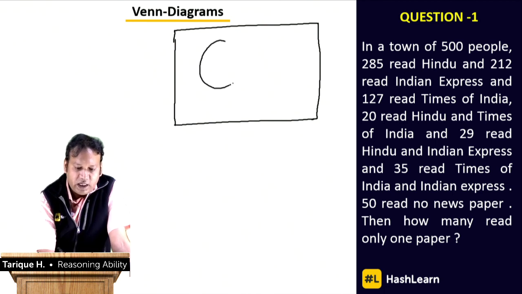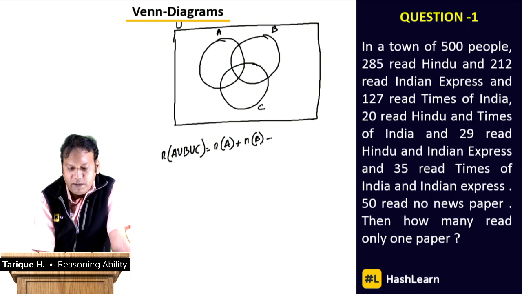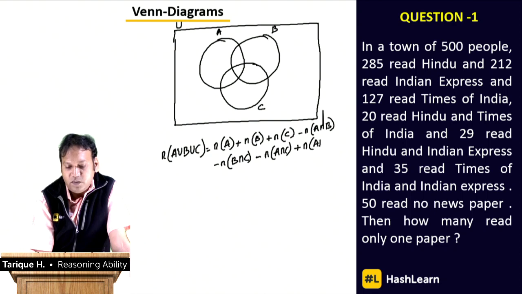Okay, so when we have a 3 set diagram, let's say we have A and B and C, and this total is given as a union. We can say that n of A union B union C, that means if I take all of these things together, it should be equal to n of A plus n of B plus n of C minus n of A intersection B, minus n of B intersection C. This intersection means the common areas. Then minus n of A intersection C and plus n of A intersection B intersection C. This is one simple and direct formula to solve these kinds of Venn diagram based questions.